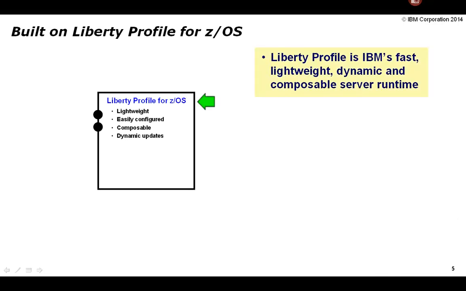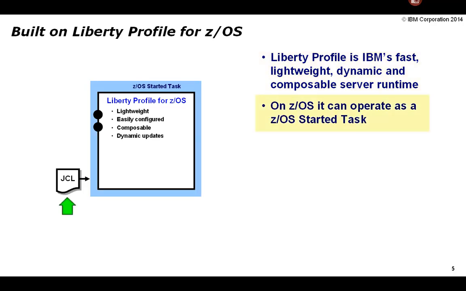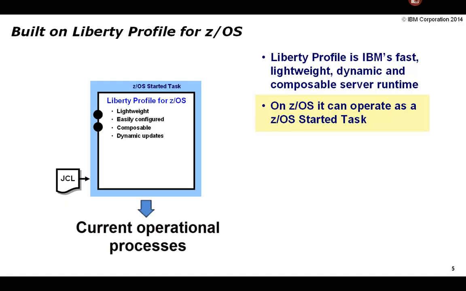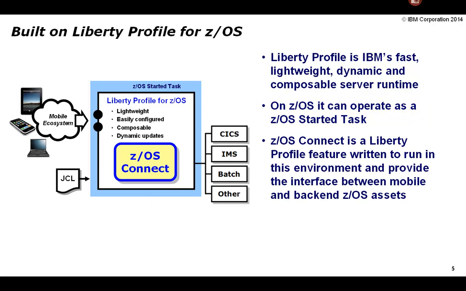Liberty Profile is IBM's fast, lightweight, dynamic, and composable server runtime. On zOS, it can be run as a started task. That means it can run within your current operational processes and be controlled by system automation routines.